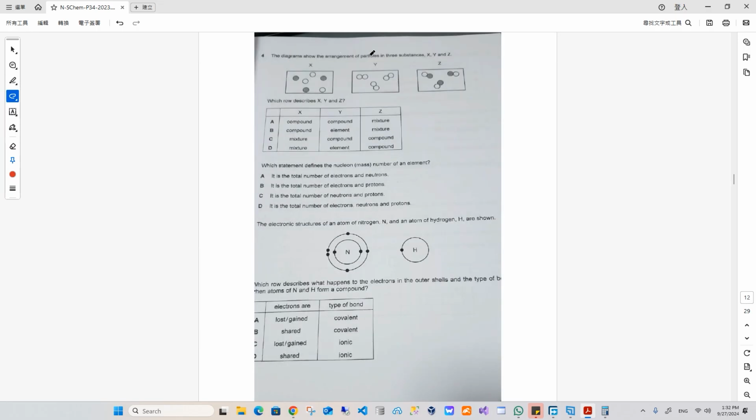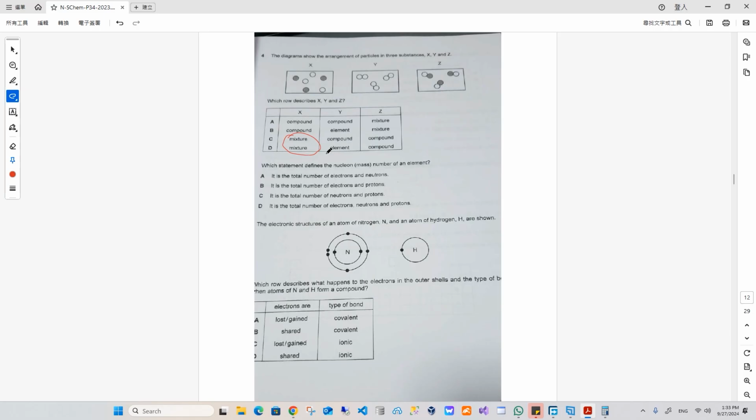The diagram shows the arrangement of particles of three substances. How do you describe X, Y, Z? This one seems to be like an alloy, possibly a mixture of noble gases also. This is like a gas, a gaseous element. This is like small molecular compounds, so they form molecules, something like HCl. So they are molecules also. So the first one seems to be a mixture.